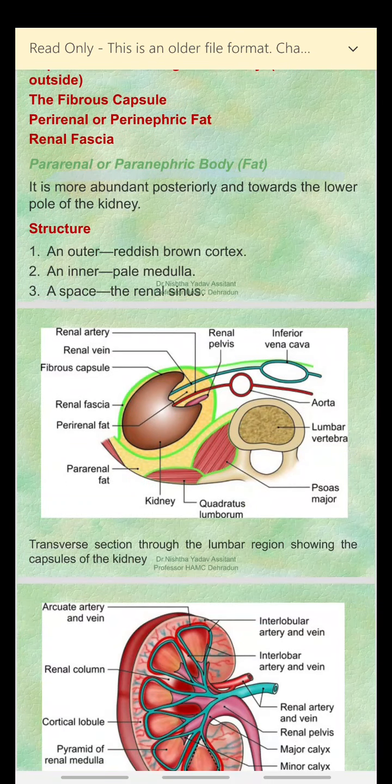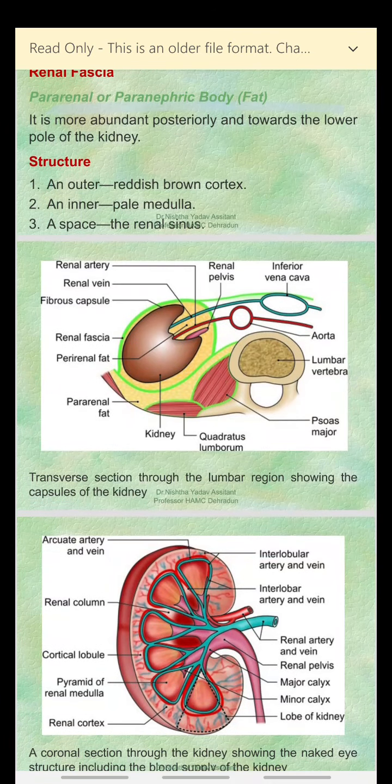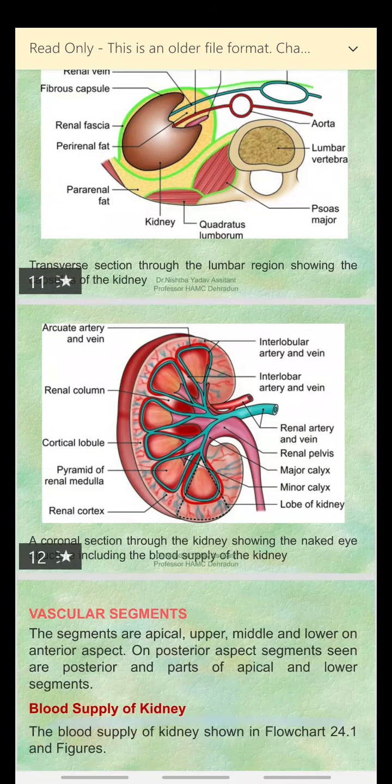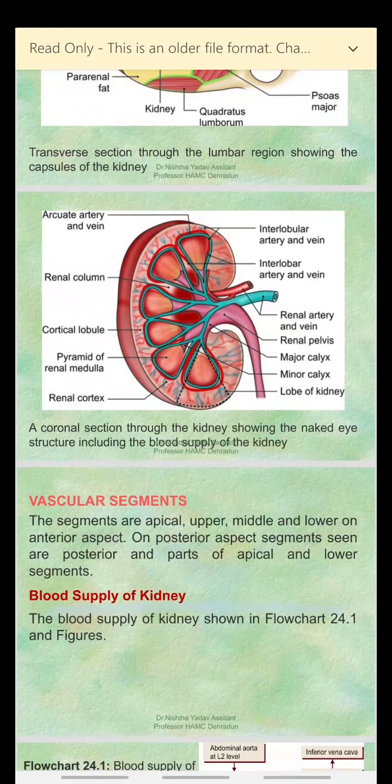Now the coronal section of the kidney shows the outer reddish brown cortex, the inner pale medulla, and a space known as the renal sinus. So you can see in this diagram the outer renal cortex and the renal medulla. The renal medulla is the inner portion and it contains the pyramids, the major calyx, the minor calyx, and some branches of the renal artery and renal vein. They all are situated in the renal sinus.